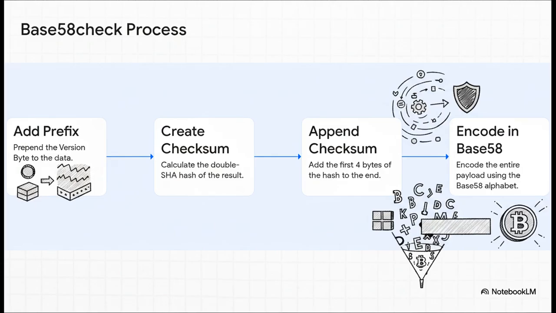You start with your raw data, let's say your public key hash. Step 1, you stick that version byte on the front. Step 2, you calculate the checksum from that whole thing. Step 3, you tack that little 4-byte checksum onto the very end. And finally, step 4, you take this entire package, the version byte, the data, the checksum, and you encode the whole shebang using that special, human-friendly Base58 alphabet. And what comes out the other end? That is your Bitcoin address.